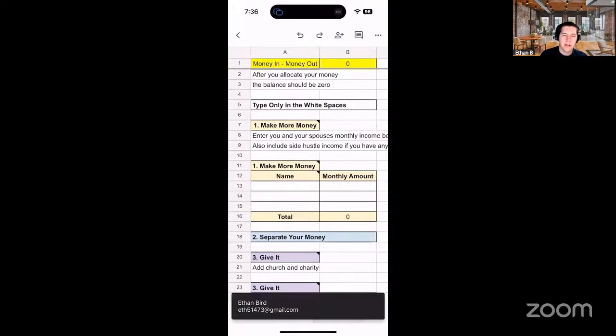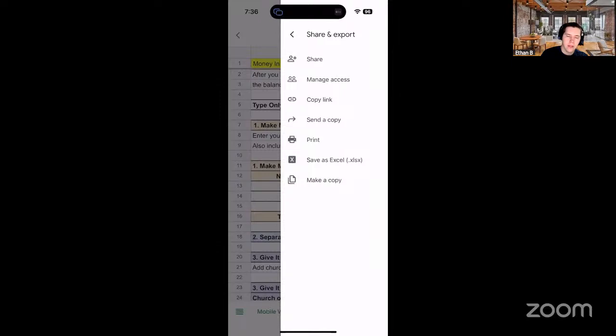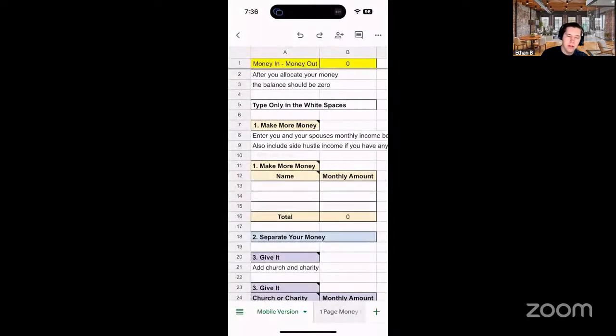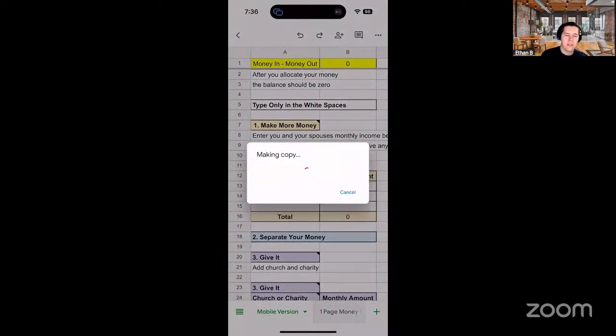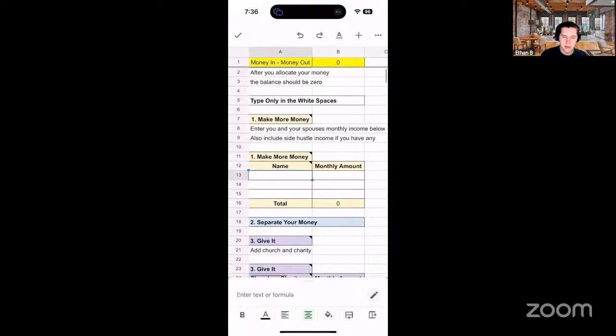If you try to type in here, it's not going to let you. It's going to say you're not an admin of this page. So all you need to do for that is click the 3 dots. It might look a little bit different on an Android, but it should be pretty similar here. And all you're going to do is click share and export. And then I'm going to go ahead and make a copy. And now this is going to be my personal copy, and I'm going to be able to make changes as I want to. I'm going to be able to type in here and go through the whole system.